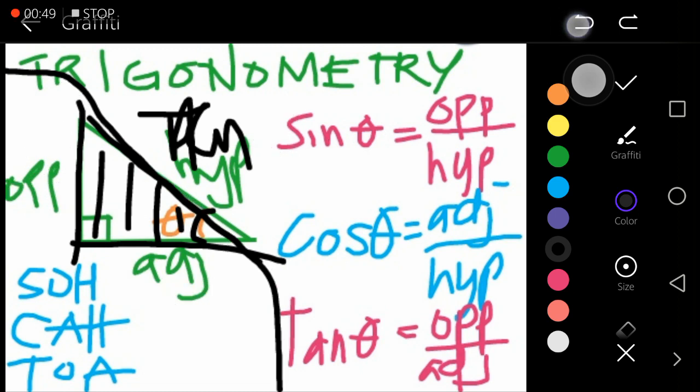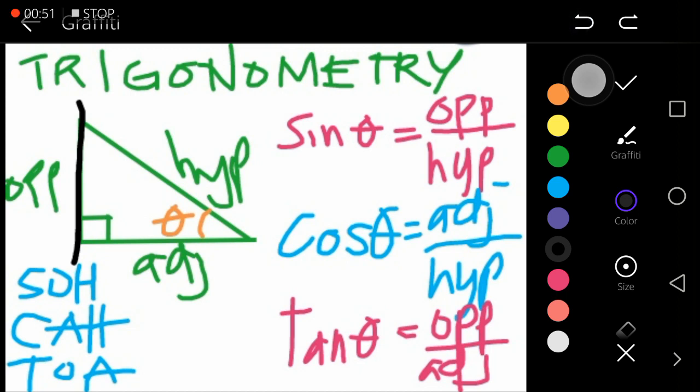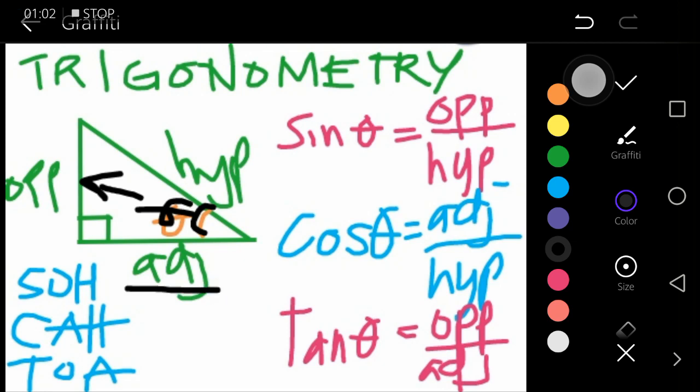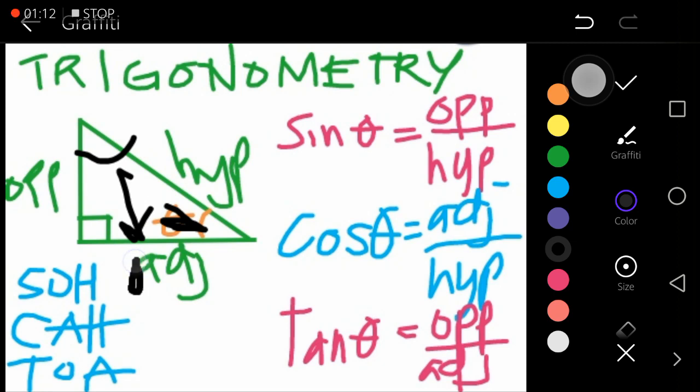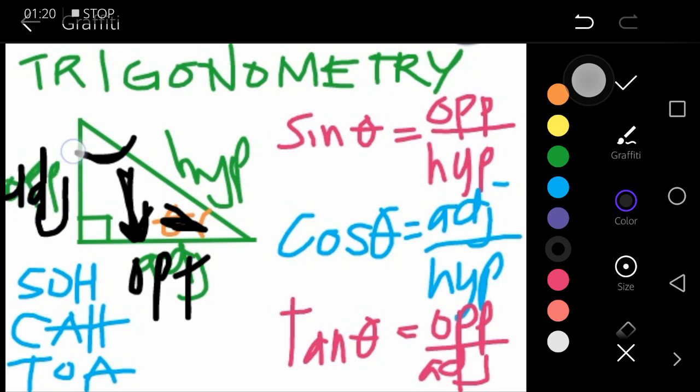And the next thing you need to remember: if this is the degree given for problem solving, then this is the opposite, and this is the adjacent, and this is the hypotenuse. If this is not given, only this top side, then this is the opposite, because the opposite is always across from the degree. Very easy to understand. So this is the adjacent now, and this is the hypotenuse, or the travel.